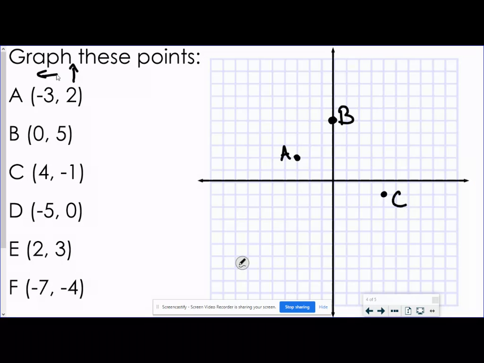Point C is at 4, -1, so +4, 4 to the right, and then down 1. Point C. Point D is at -5, 0. Again, throwing a 0 in there messes people up, but -5, that's the sideways part, so -5 is right here, and then I'm going to go up and down 0. That's point D. Point E is at +2, +3, so that's right 2, up 3. And point F is at -7, -4. So -7 is left 7, 6, 7, and then down 4.